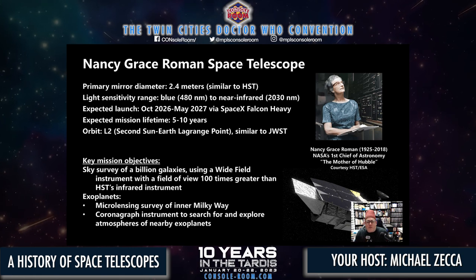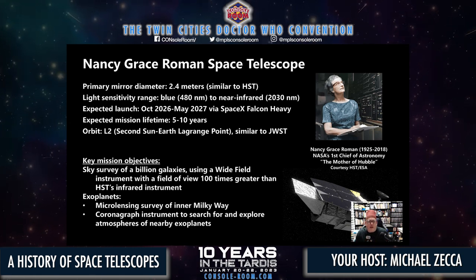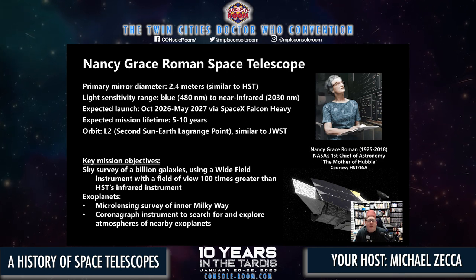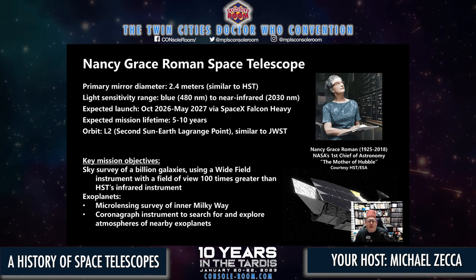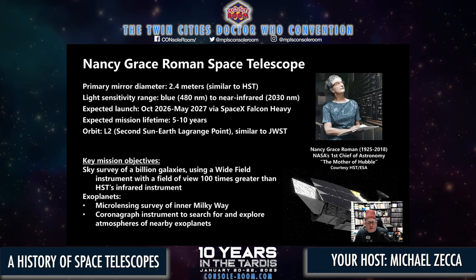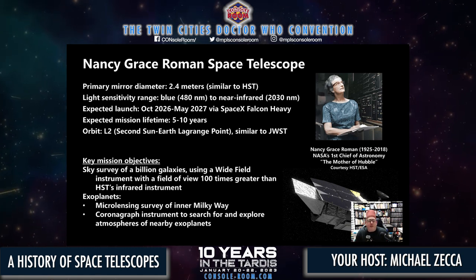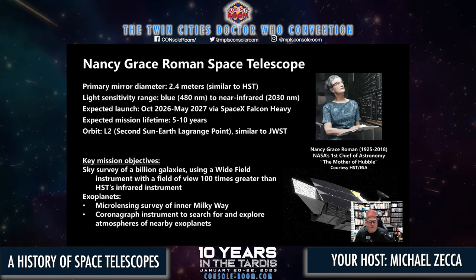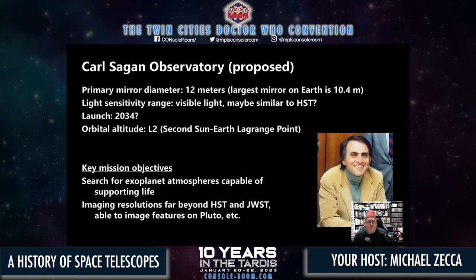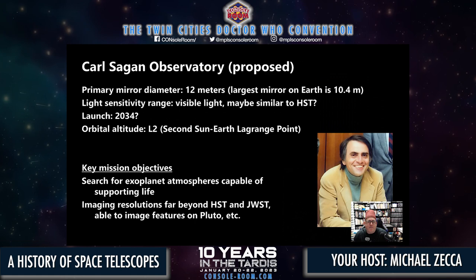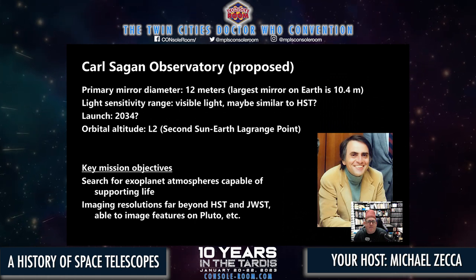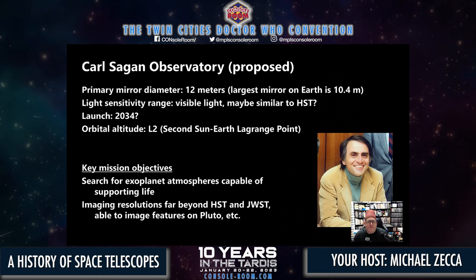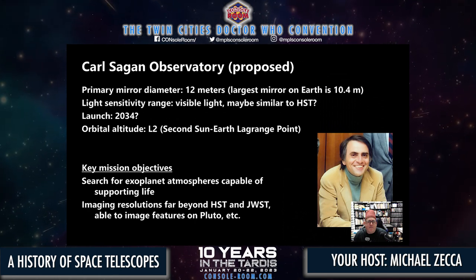They want to use a coronagraph instrument to search for and explore the atmospheres of nearby exoplanets. We're at a point where we're starting to look at the spectra of atmospheres of planets outside the solar system to figure out if they have water, if they have oxygen, and so on. Why are we doing this? We're looking for other places in the universe where life might have been able to develop. And so the space telescope is going to succeed Hubble to allow us to continue to do this sort of thing for many years to come.